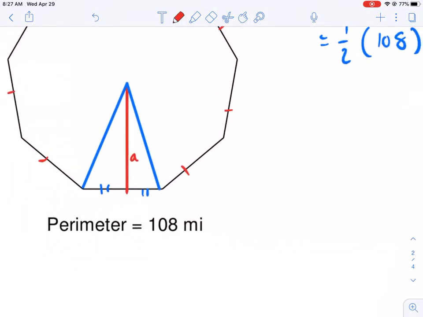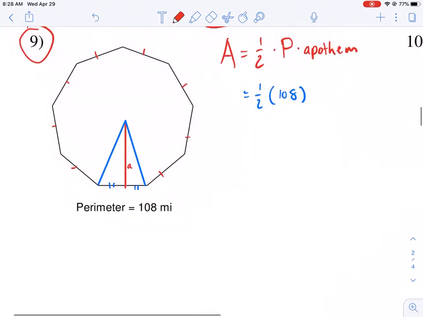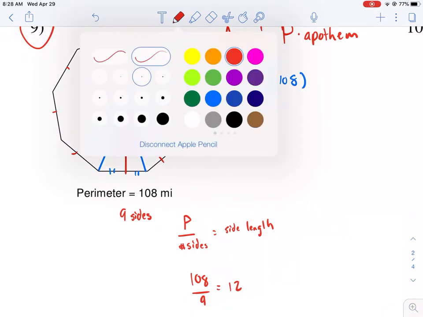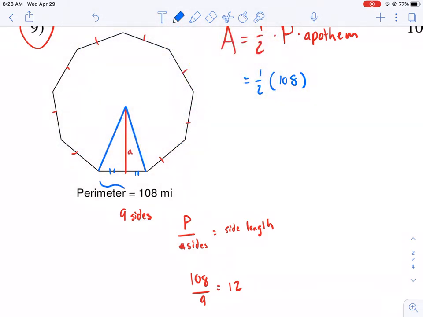So how do we go about doing this? Well, one thing we can figure out is, if there are 9 sides to this shape, and I know because I counted, we can find the length of each side by taking the perimeter divided by the number of sides, and that will tell us a side length. So in this case, it's 108 divided by 9, and that will give me 12. So I know that each side is length 12. Let's do that in blue. 12 miles.